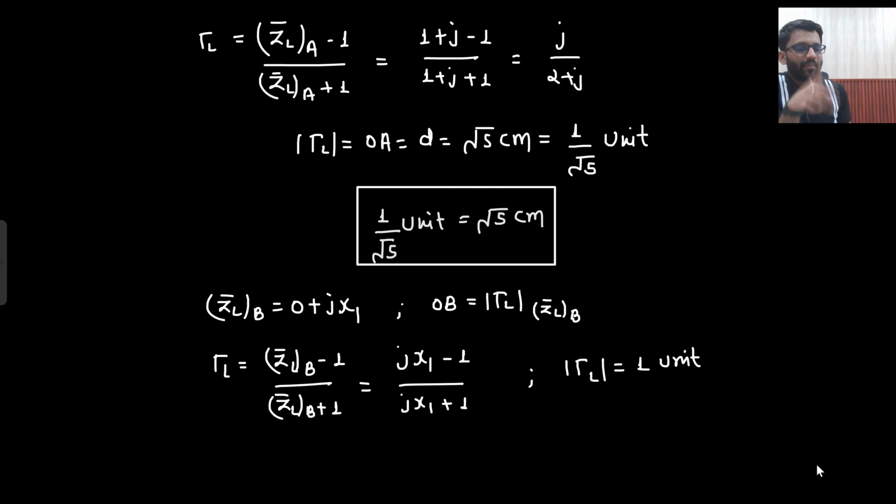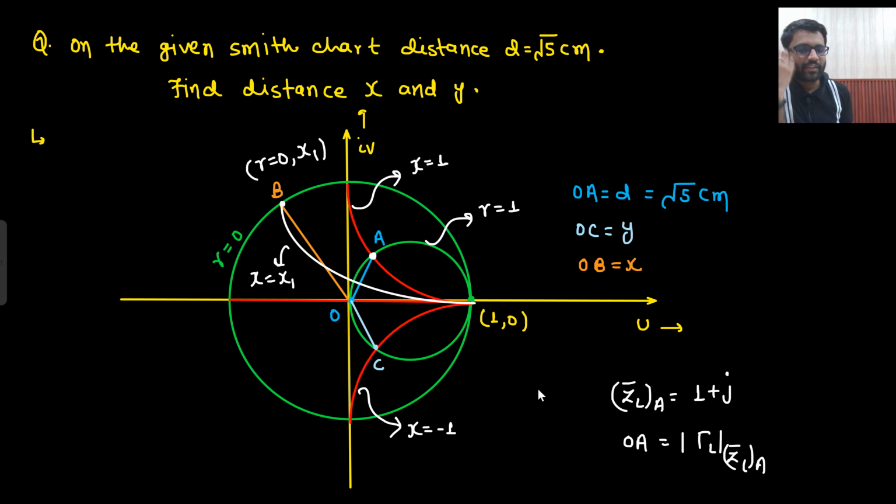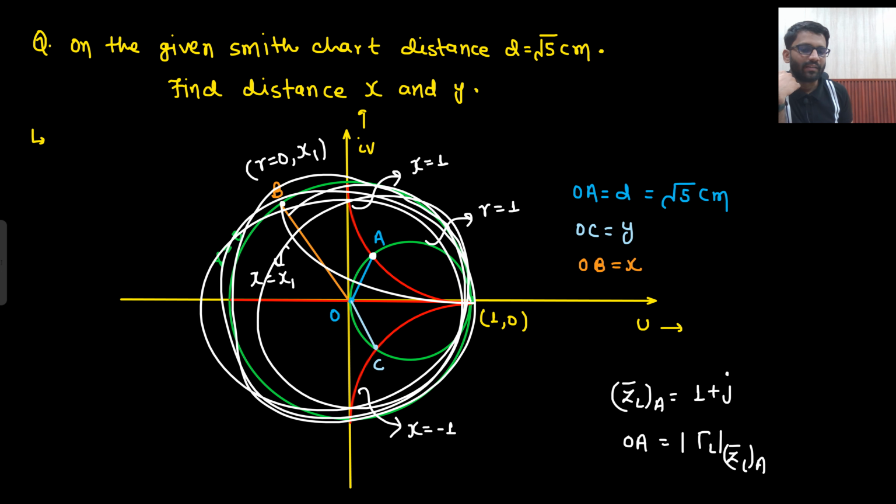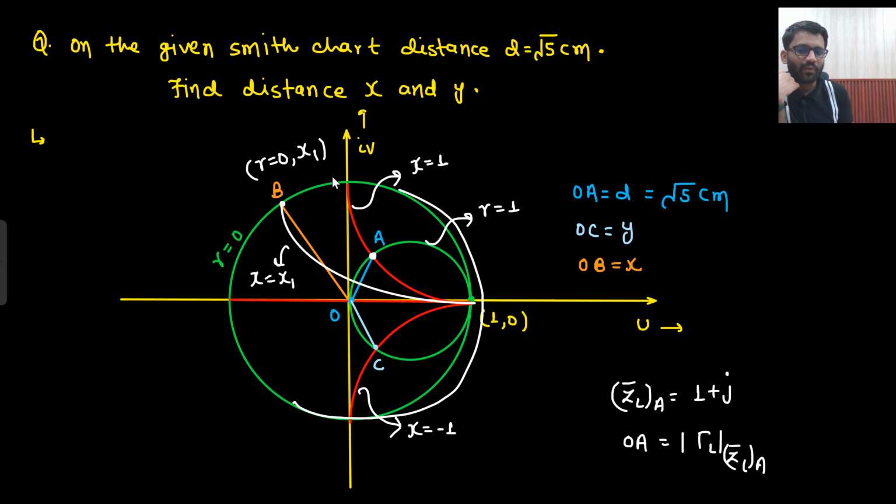So here mode of gamma L is 1 unit, and that is pretty obvious. Why is that so? Because this is the maximum circle you can make on your complex gamma plane. This is the biggest circle you can make, because the maximum value of mode of gamma could be 1 only. Are you getting this point?